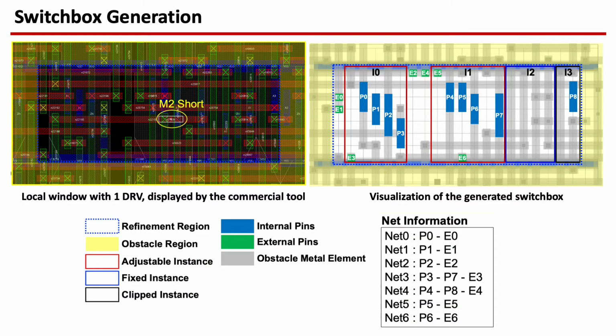We generate a switchbox by extracting the instance, pin, net, and obstacle information from each local window covering DRVs. The right figure visualizes the generated switchbox representation from the left local window with one DRV. We categorize the instances in the refinement region as adjustable, fixed, and clipped instances, and the I/O pins, external pins, and net information are extracted according to the given PNR result.